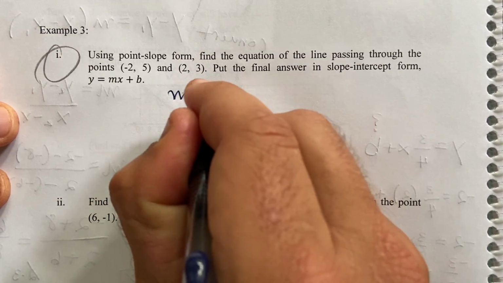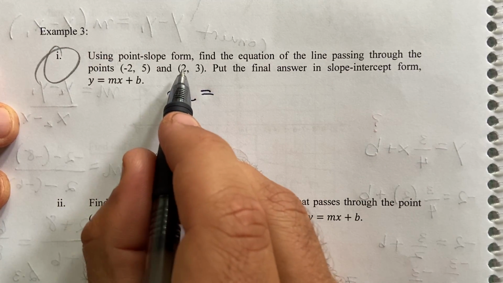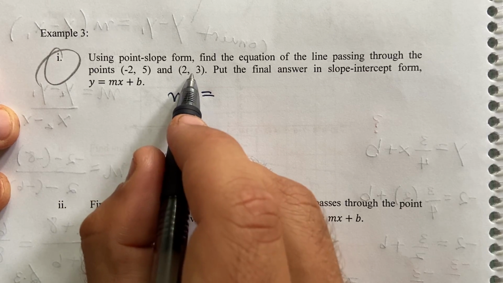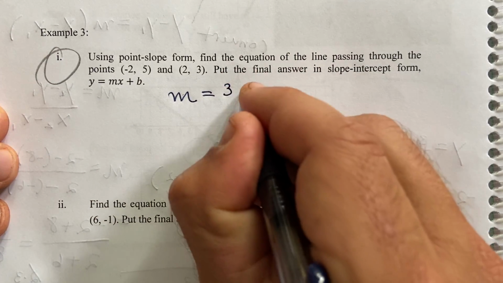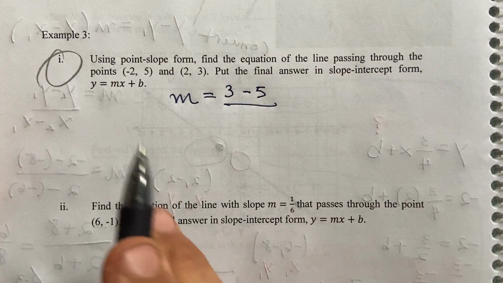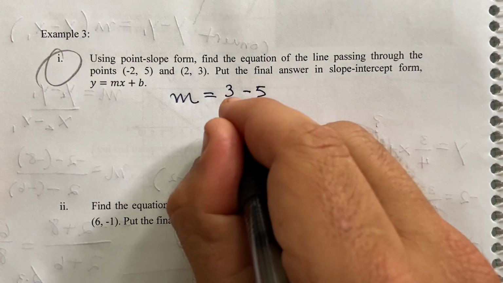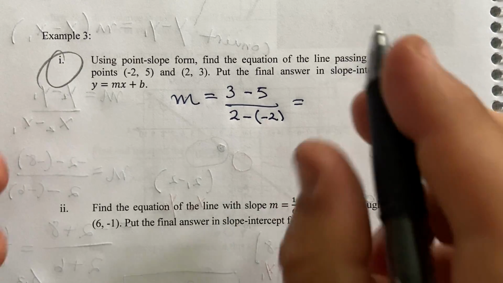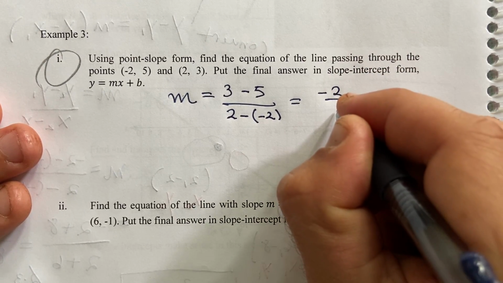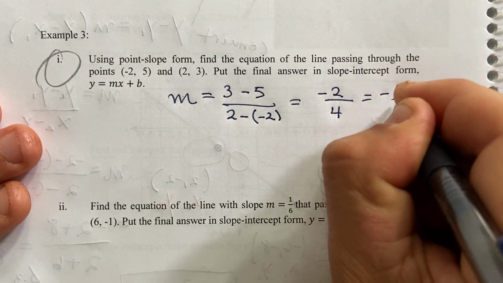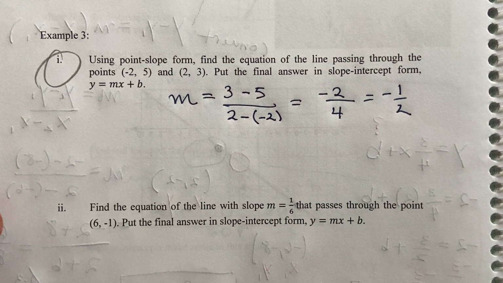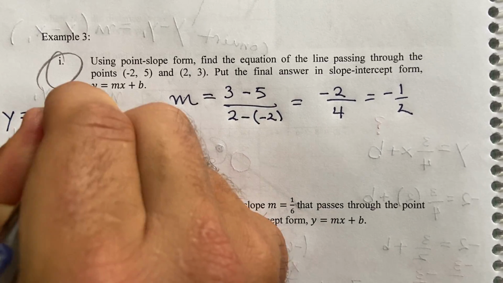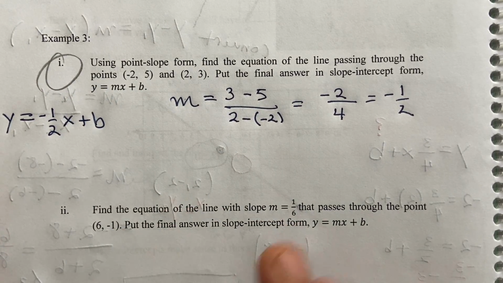So let's find the slope. So x1, x2, right? This would be y1, y2. So y2 is 3 minus 5 up top. And then x2 would be 2 minus x1, which is -2. So this is the slope calculation. So I get -2 over 4. In other words, -1/2 for the slope. Right, so right now I know y equals -1/2 x plus some b that we still need to solve for.